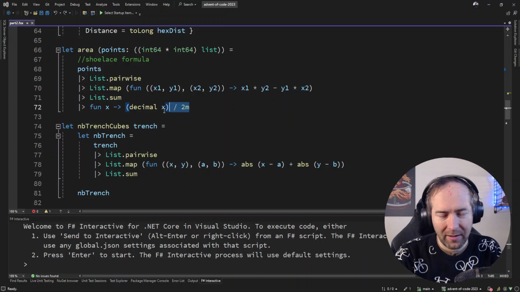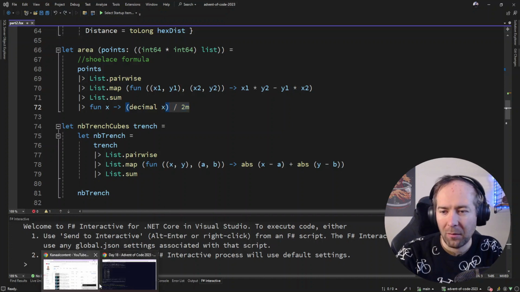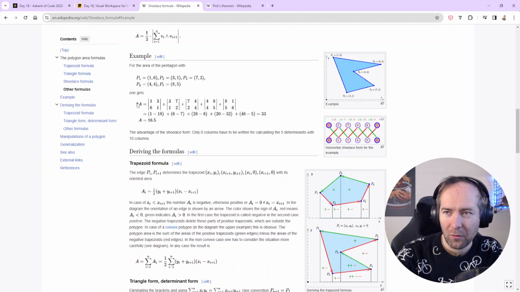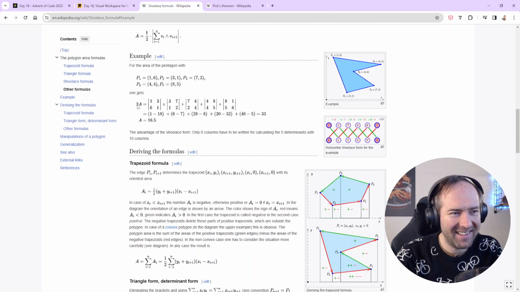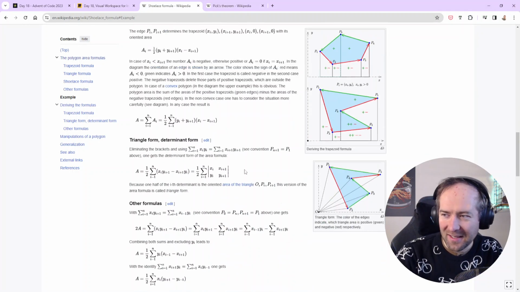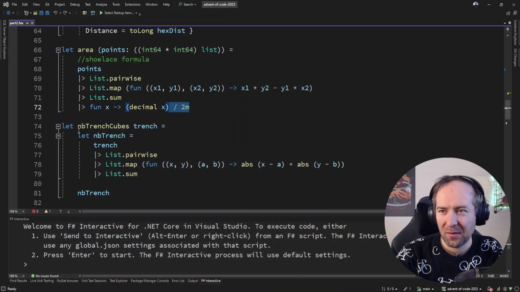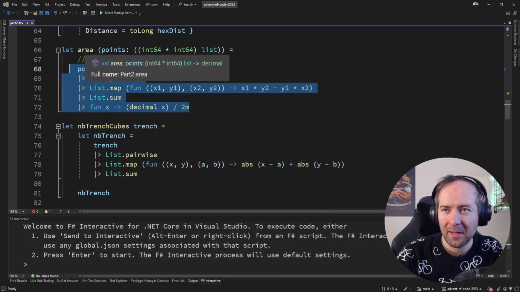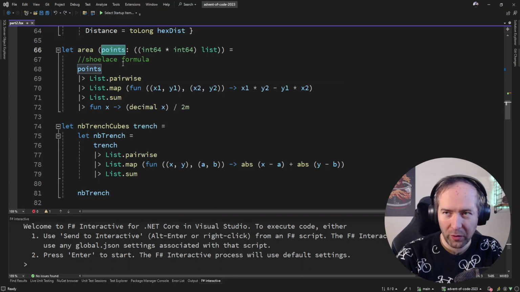Don't forget about this division by 2. If you look at the Wikipedia page, it took a while for me to see this 2A here. So you have to divide your answer. And it makes sense if you start reading where this formula comes from. So yeah, this is the exact shoelace formula, and you give it the points.